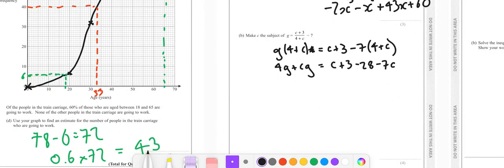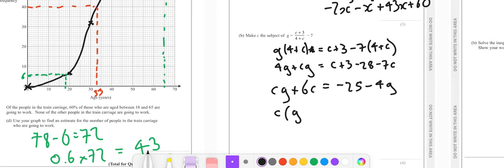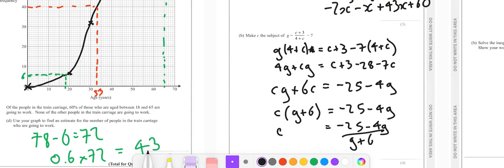I want to make C the subject, so everything with C's on it I want to bring to one side. So let's have CG. This is minus 6C, so I'm going to plus 6C equals, it's going to be minus 25 minus 4G. So CG plus 6C, that's the key step, equals minus 25 minus 4G. So C is minus 25 minus 4G over G plus 6.